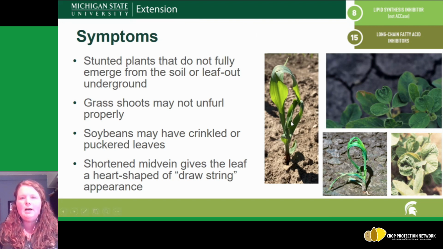So you can see these corn plants that are showing group 15 injury. This is a nice symptomology linked to the site of action, in which we often see that those leaves simply can't unwrap from the central part of the plant. And then soybeans may have crinkled or puckered leaves, and then a shortened midvein, which gives them this heart or drawstring appearance. Those are the pictures that I'm circling right now, in which we can see these soybean leaves that look like their midvein is being almost pulled down to the center, causing them to look like a heart shape.